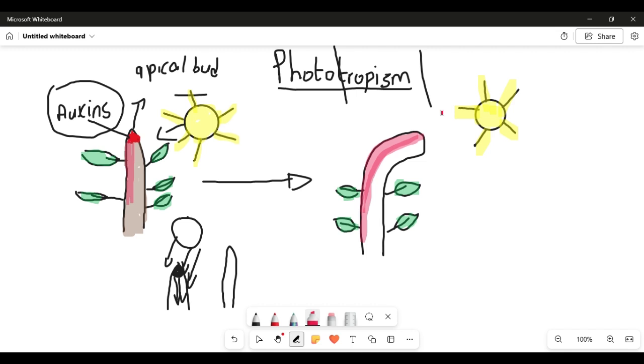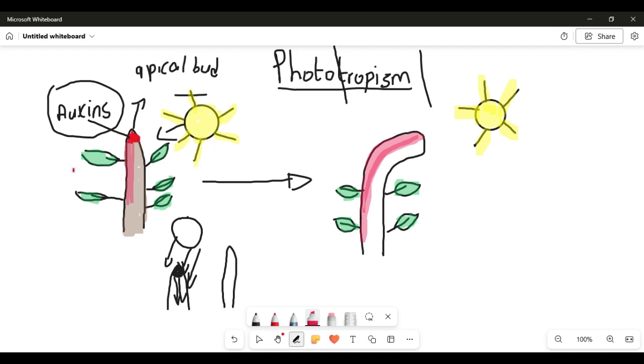Okay, let me repeat that. So what did we say? We said that auxins are produced at the tip of the stem. And what do we call the tip of the stem? We call it an apical bud. That's where auxins are produced. And what's the function of auxins? The function of auxins is to trigger cell elongation. So it brings about cell elongation and also cell division. So it influences the length of the stem.